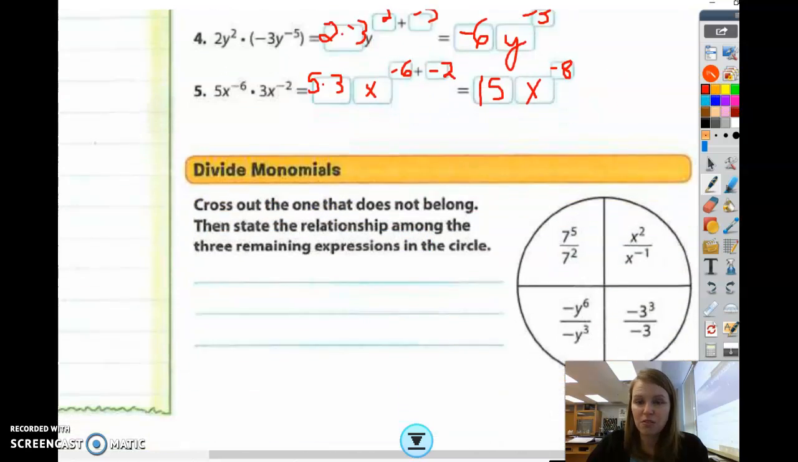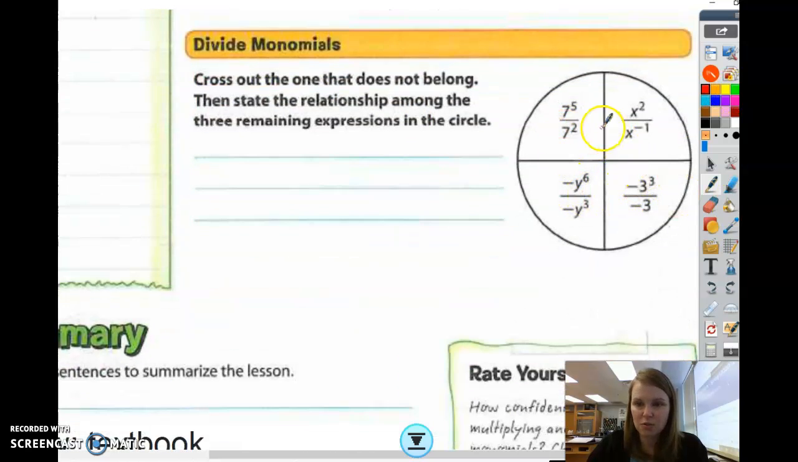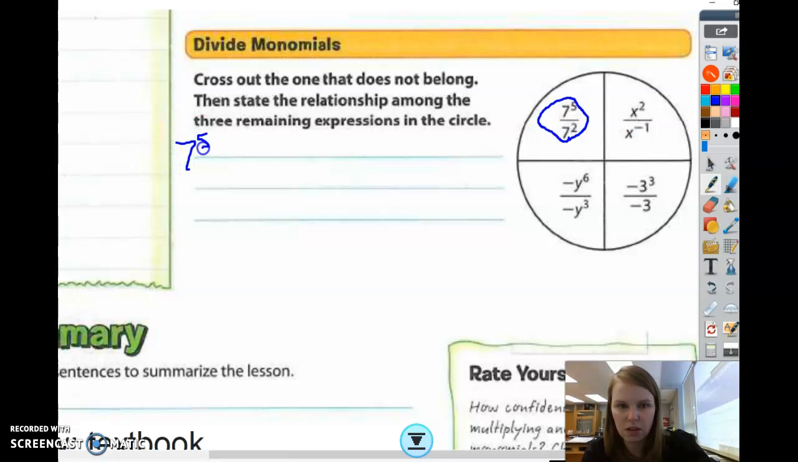Okay, so when we're dividing, you see all these are the division problems and they have the same base, we are going to subtract the exponents, okay? So for this first one, let's do this one here. So 7 to the 5th power divided by 7 to the 2nd power. So we are going to say, I'm going to use this space over here, 7 to the 5th divided by 7 to the 2nd. In order to do that, what we're going to do is subtract the exponents.